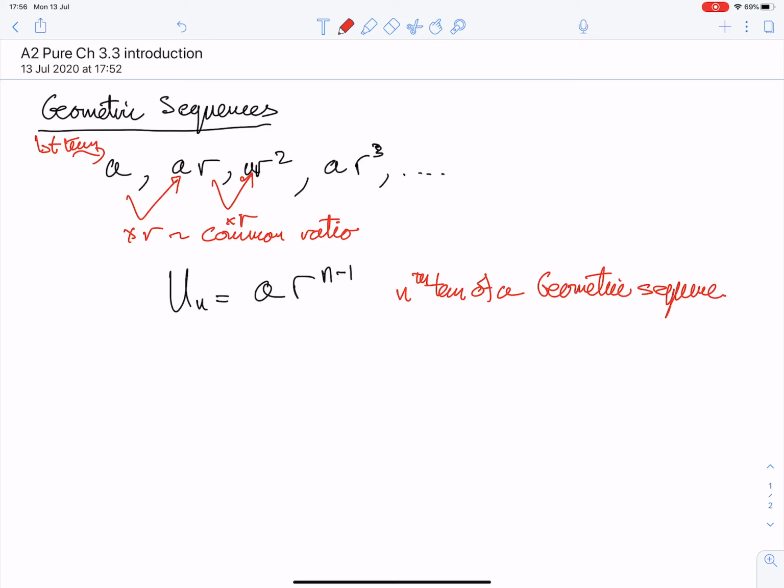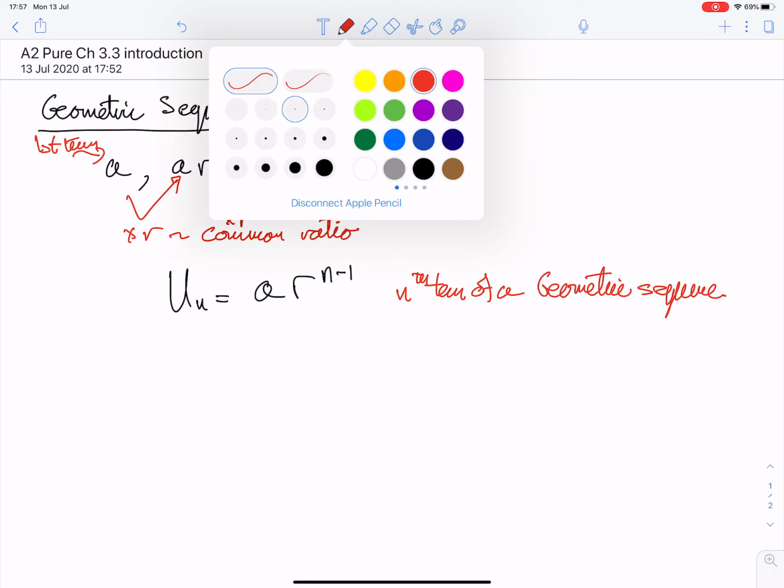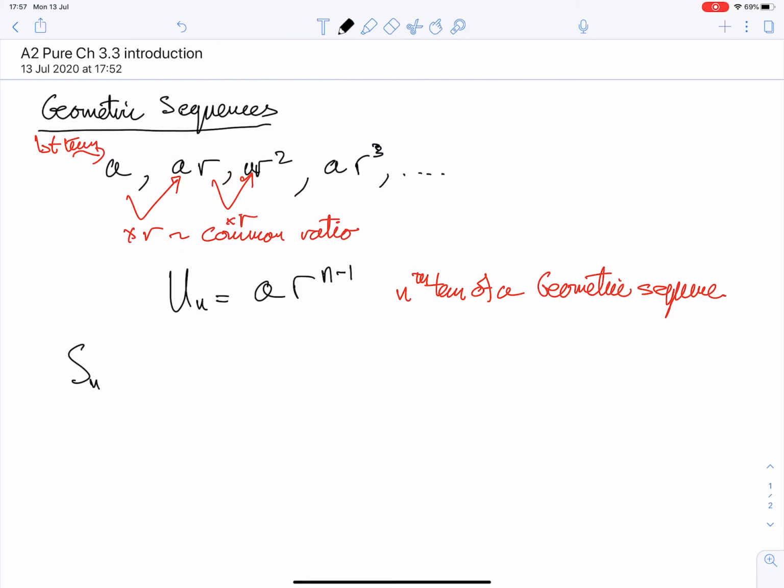And now if we want to add up the terms of the sequence, so in other words we find the series, we've got to be able to work that out. So Sn, the sum of the first n terms, is equal to the first term plus the second term plus the third term plus etc etc up to AR to the n minus 2 plus AR to the n minus 1. That would be the last term of the sequence.